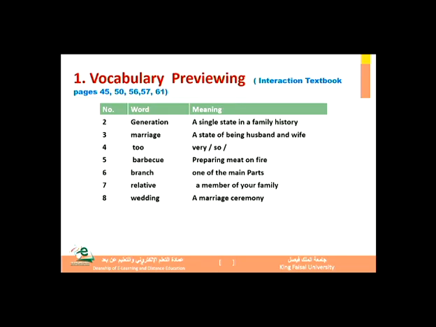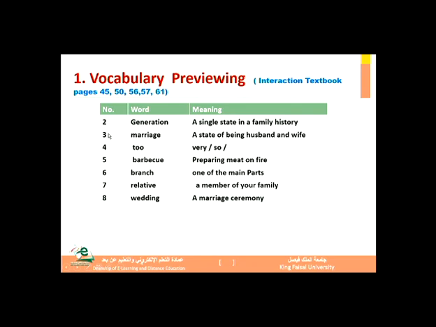Okay, so as you can see, we have here a number of words, and then we have definitions of them. We have a group of words, and next to each word is its definition. This group of words is taken from the additional reference book, the Interaction, from the following pages. Okay, the first word is the word generation. What does generation mean? A single stage in a family history. Okay, generation means a generation, a single stage in a family history.